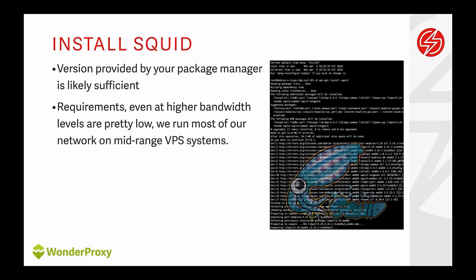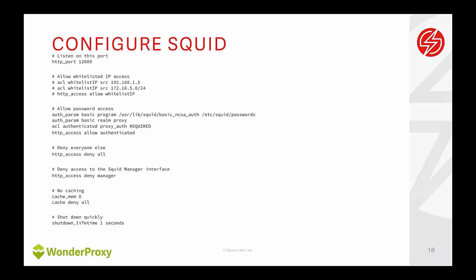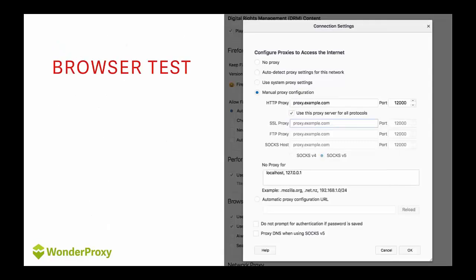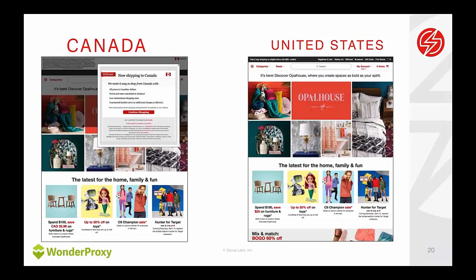So we've installed Squid, we configured it, and we were able to test it. And here's two examples from Target. This is one I did earlier today where I went to Target from Canada, and you can see that Target.com offered me this large prompt telling me they are now shipping to Canada. And in the United States, I wasn't given that prompt.